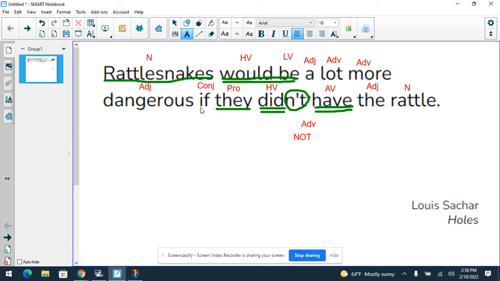If that complex sentence started with the dependent clause, so if it said, if they didn't have the rattle, rattlesnakes would be a lot more dangerous, you probably would have a comma after the rattle before the independent clause. But if the dependent clause comes second, a comma's not necessary.